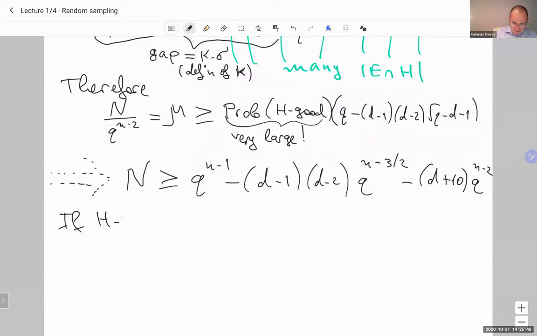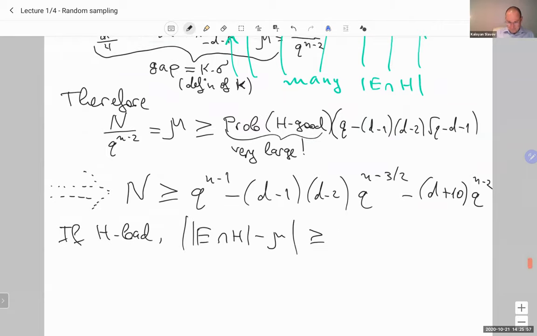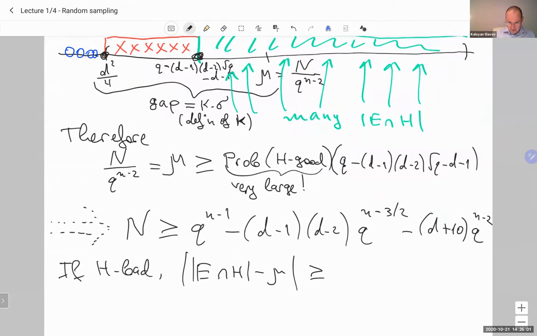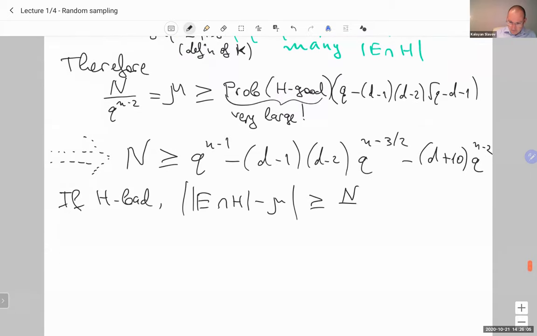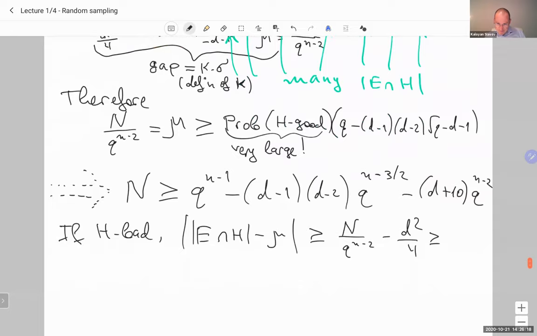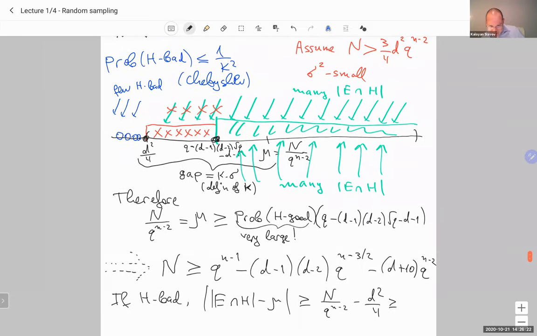If H is bad, the size of E intersect H minus the mean is greater than or equal to, the distance between the value of the random variable and the mean is greater than or equal to n over q to the n minus 2 minus d squared over 4. And this is greater than or equal to, let's see, I want to put them on the same screen, a certain fraction times n over q to the n minus 2. What fraction can I put there?